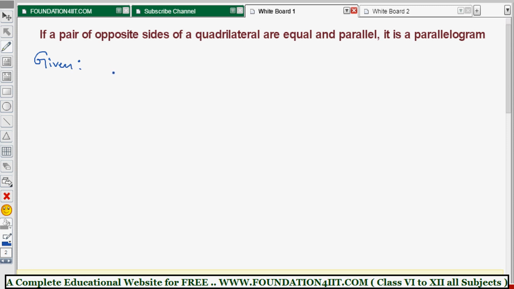So given information is ABCD is a quadrilateral and only one pair. So let us take one quadrilateral, four sides, one pair. So this side is equal to this side. So these two sides are equal and the two sides are parallel. We need to prove this is a parallelogram.